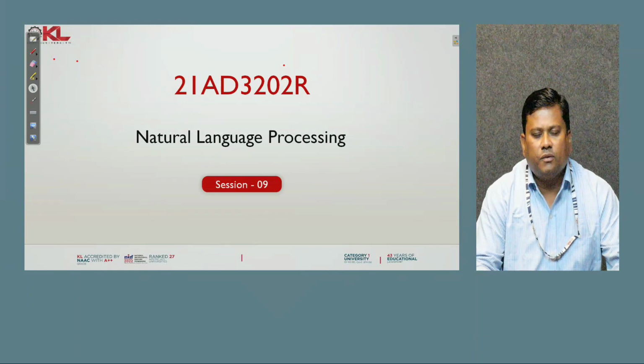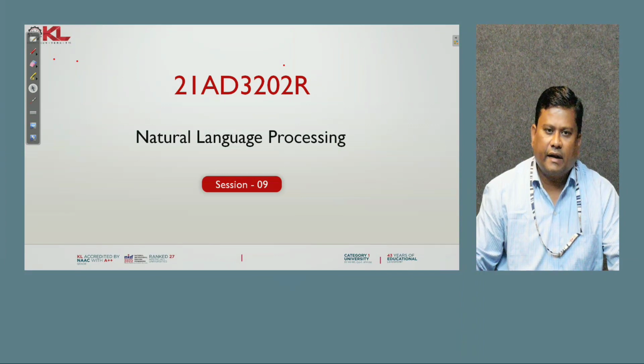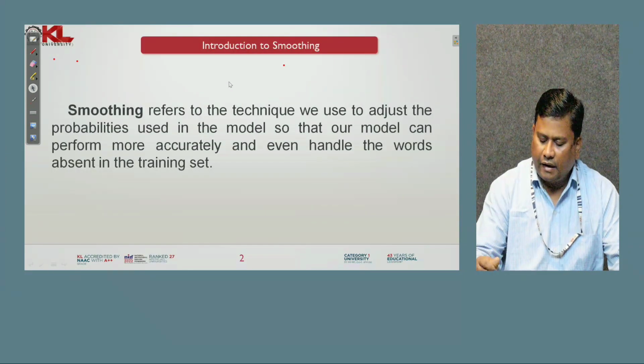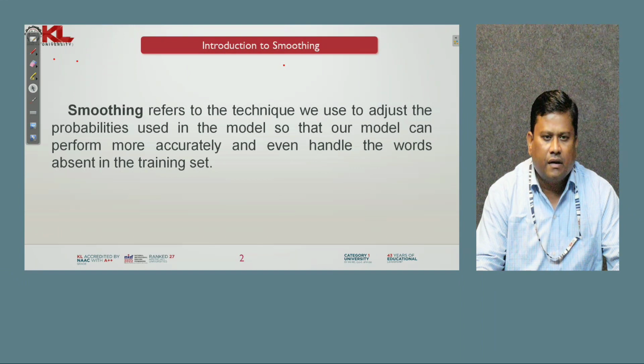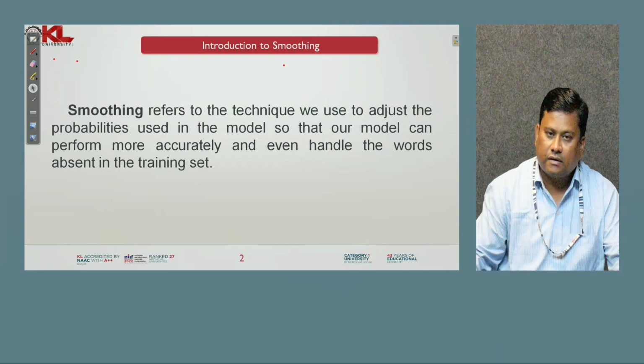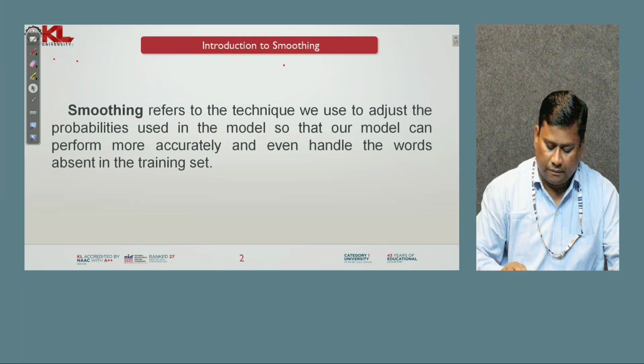In this session 9, we will describe the smoothing process in natural language processing. What is smoothing in NLP? Smoothing refers to the technique we use to adjust the probabilities used in the model so that our model can perform more accurately and even handle words absent in the training data set. If words are absent in the training data set, the smoothing technique is used to handle them. So that is smoothing.